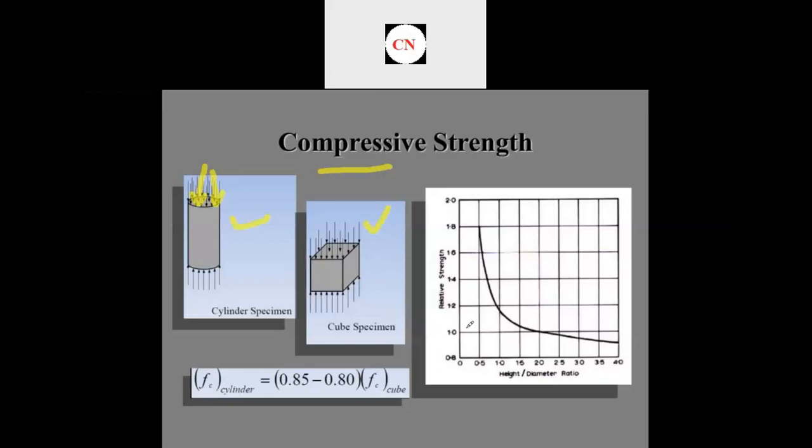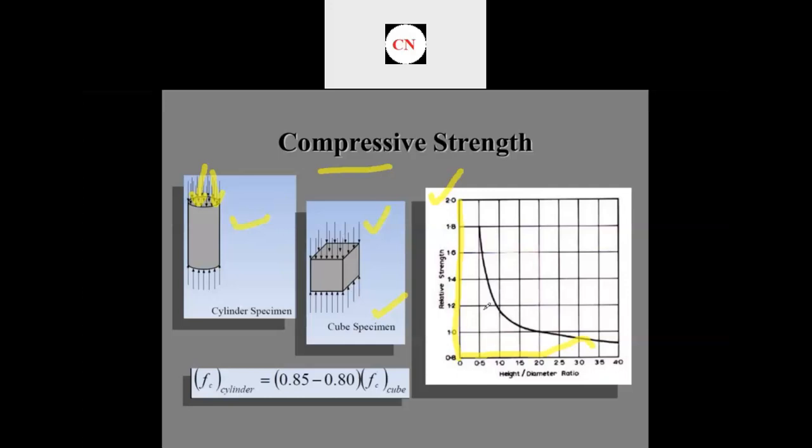Okay. So if you are taking a cylindrical specimen and a cube specimen, the shape of these specimens and how they influence the strength of the concrete can be illustrated with the help of this particular chart, where you can find the relative strength on the y-axis and the height to diameter ratio on the x-axis.